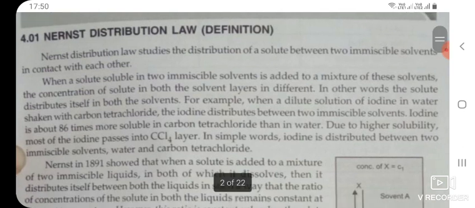For example, when a dilute solution of iodine in water is shaken with carbon tetrachloride, the iodine distributes between two immiscible solvents. Iodine is about 86 times more soluble in carbon tetrachloride than in water. Due to higher solubility, most of the iodine passes into CCl4 layer. In simple words, iodine is distributed between two immiscible solvents, water and carbon tetrachloride.